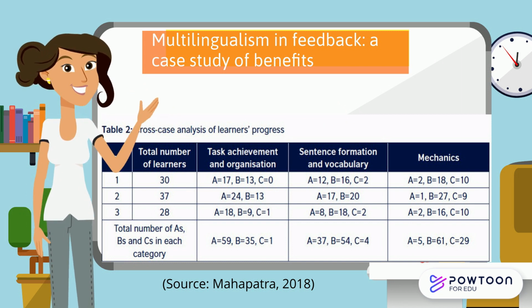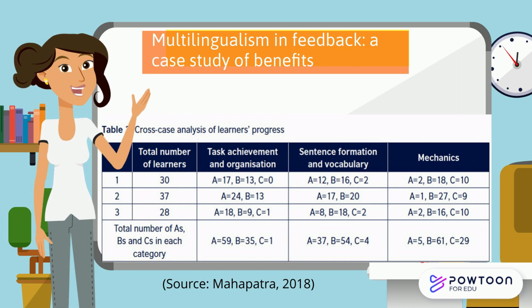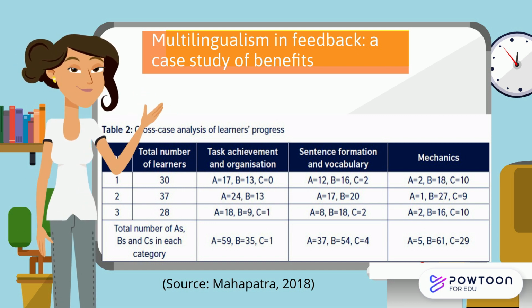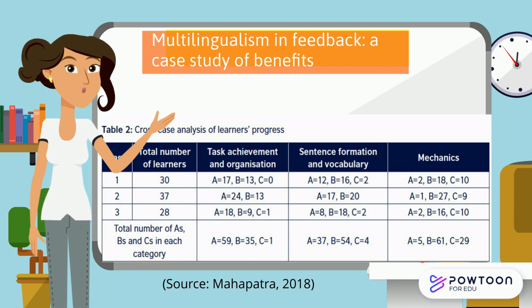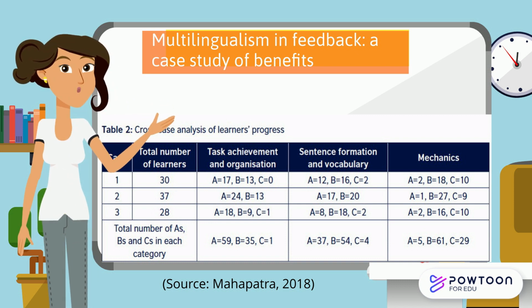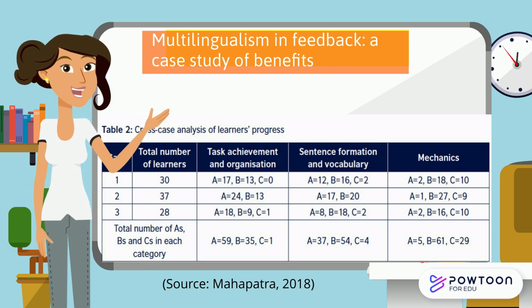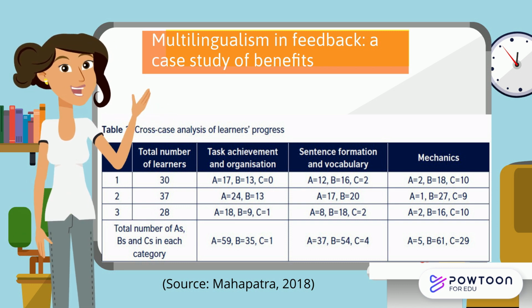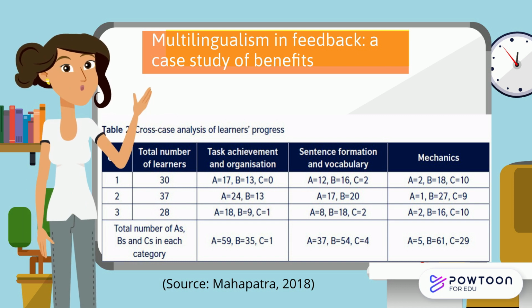The table outlines the performance of the 95 students on 3 criteria. 1. Task achievement, 2. Sentence formation and vocabulary, and 3. Mechanics. The code A stands for visible progress of a learner that leads to a higher level of performance. Code B stands for some progress which may or may not necessarily lead to a higher level of performance. And Code C stands for absence of progress.